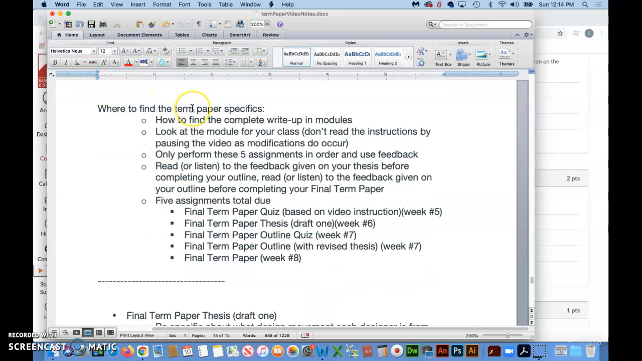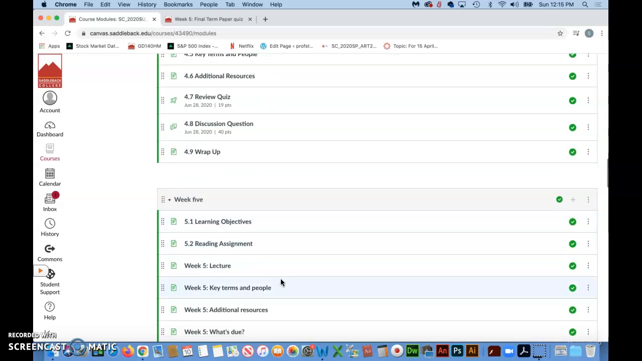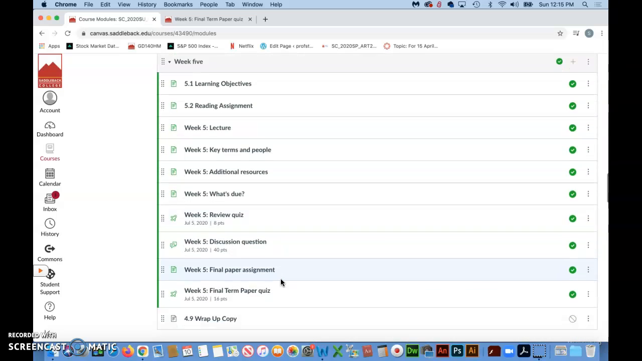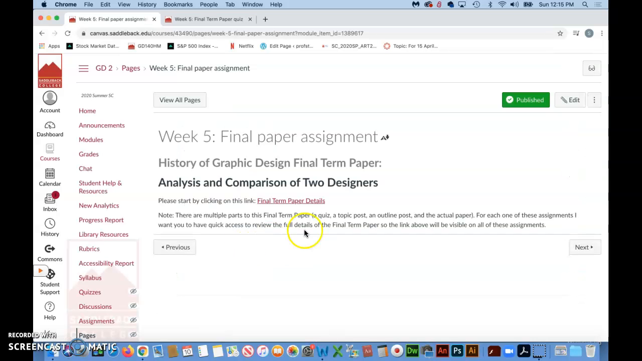Okay, so where to find the term paper specifics? As the main focus of this class for navigation is the modules, that's exactly where you will find it. As soon as the term paper is assigned, you will have the module that indicates final term paper assignment. Now, for you, it may not be in week number 5. It shows up in week number 5 typically for the accelerated class, but I'm just showing you quickly what to expect. But do this in your Canvas so that you see exactly what's here.